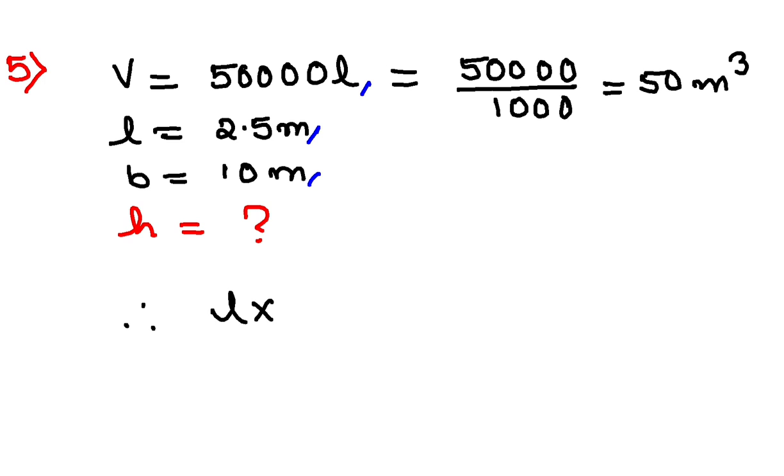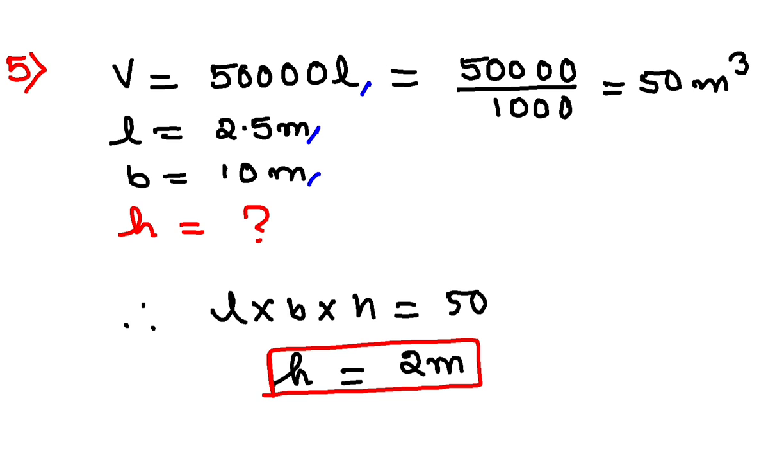So L into B into H is basically 50. L and B are given. From here you can obviously find the height, and your height should be 2 meter. Very easy, very straightforward question. Okay, the only thing that you need to be careful about here is this conversion. All right, now let's move on to question number 6.